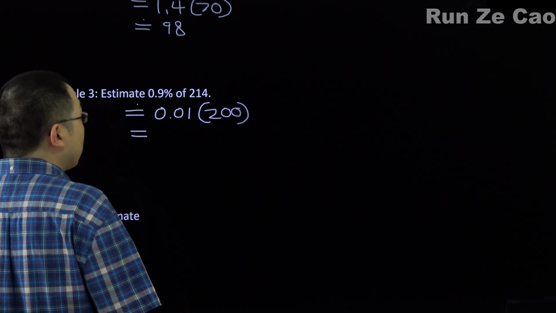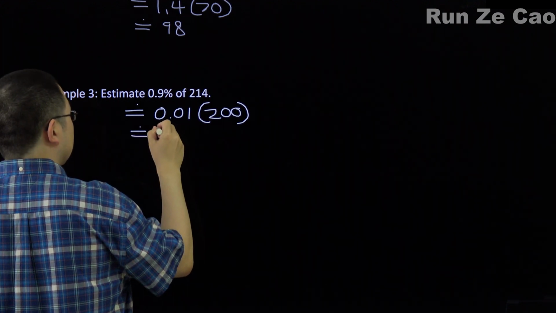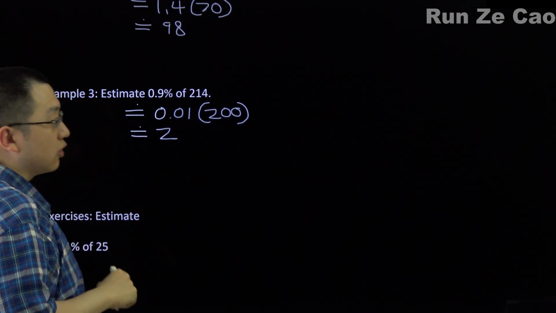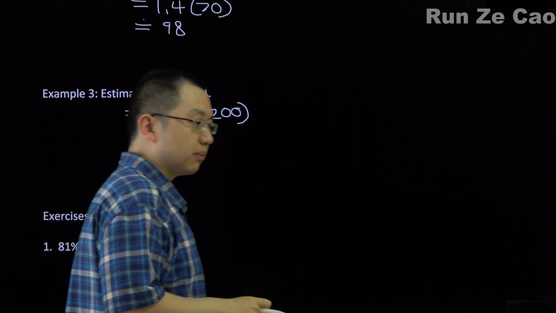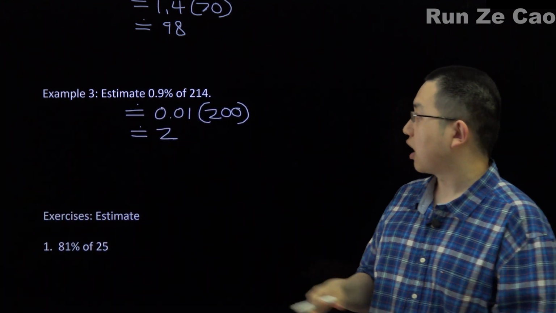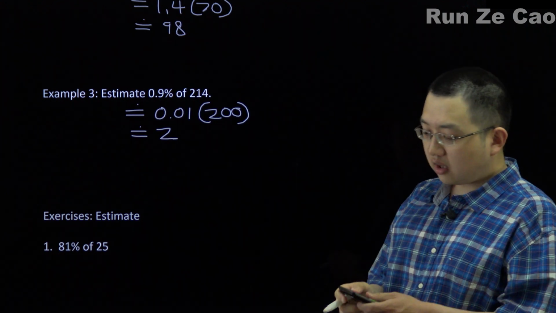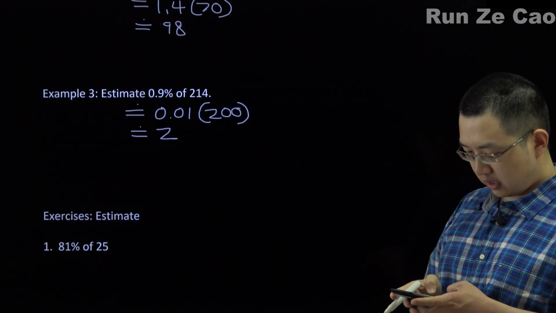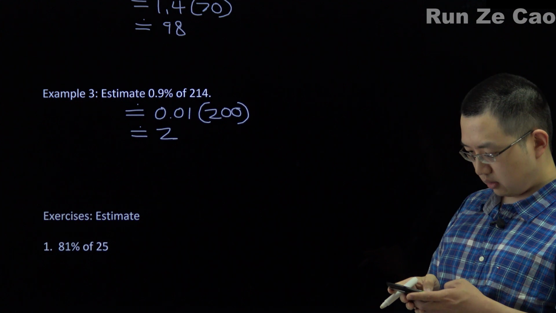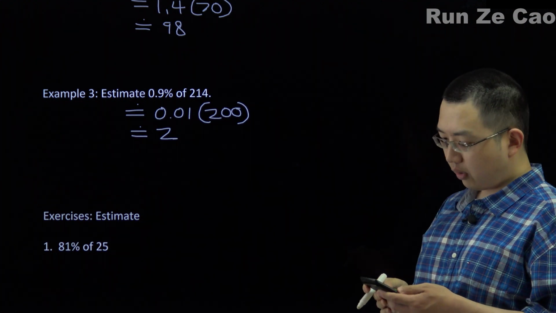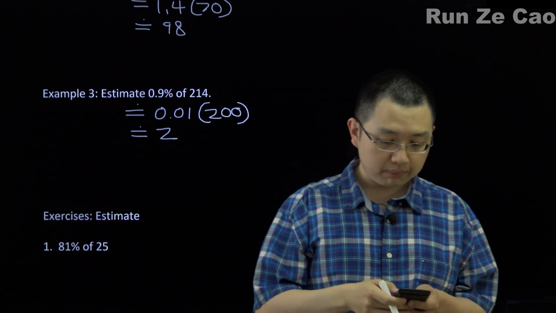So 1% of 200 is approximately, well, actually it is 2, but we kept the approximation symbols because this was approximated from what we began with. What is this actually, though? Oh, 214 times 0.009 is 1.926. So we're pretty close.